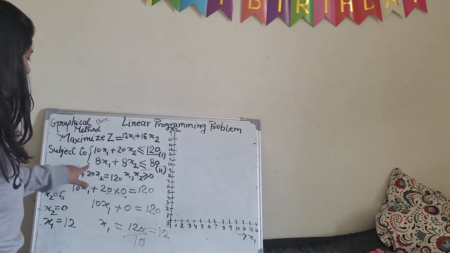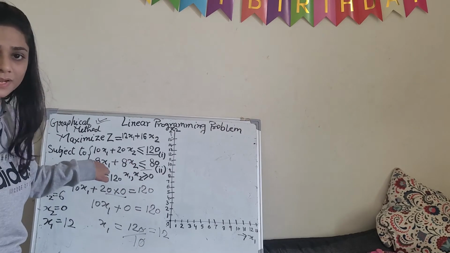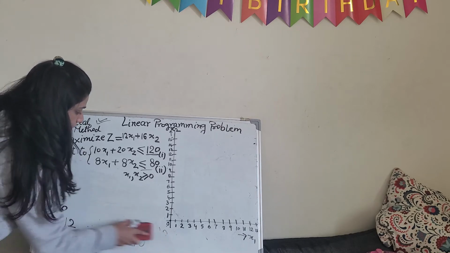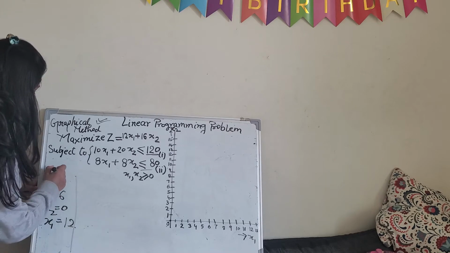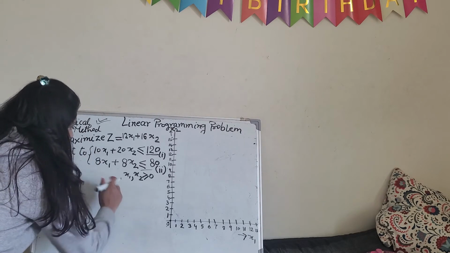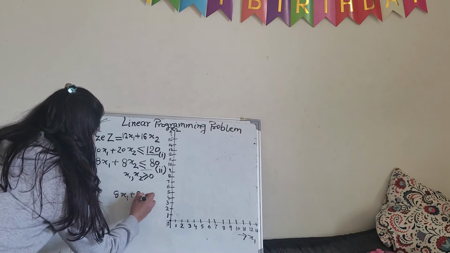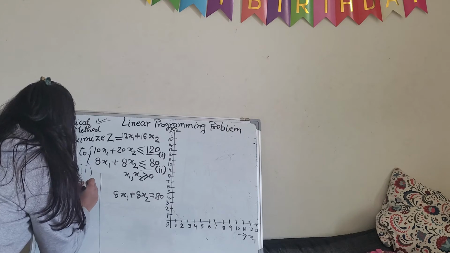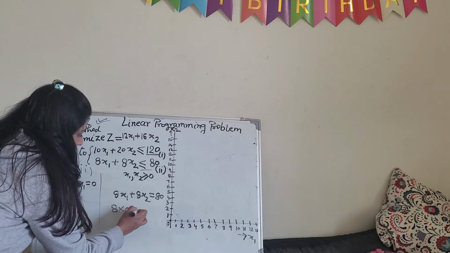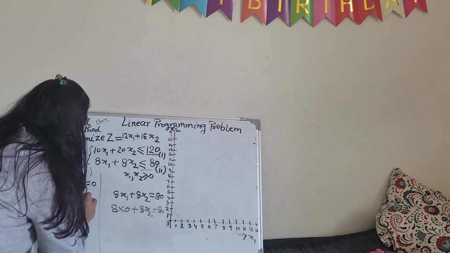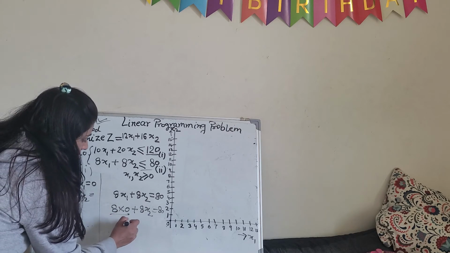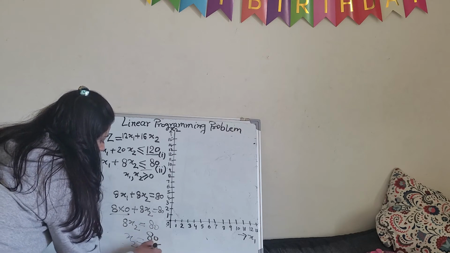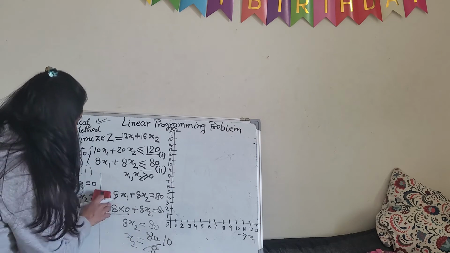Okay, in the same way, similarly, we will find out x1 and x2 variables value for second equation. Okay, let's start. First we will write second equation in equality form. This one was for first equation. The second equation is 8x1 plus 8x2 equals to 80. If we are putting x1 value 0, it means 8 into 0 plus 8 into x2 equals to 80. We need to calculate x2 value. So it will be 0. 8x2 equals to 80, and x2 equals to 80 divided by 8 means 10. So we are getting x2 value 10 if we are putting 0 in place of x1.